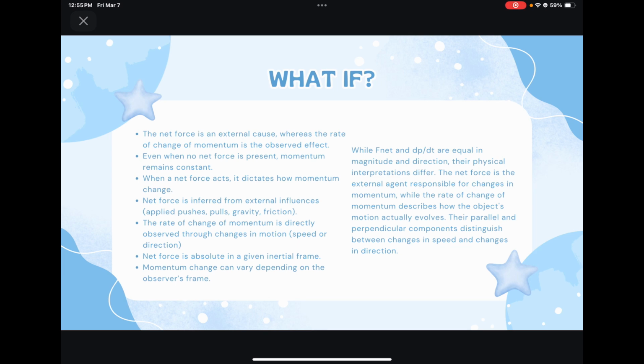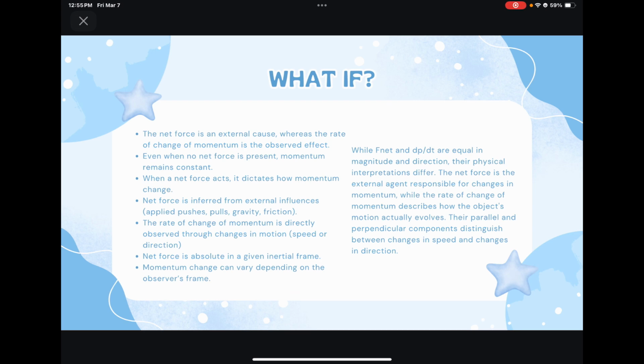So here's the what-if of this lab. The net force is an external cause, whereas the rate of change of momentum is the observed effect. We're trying to see the differences between net force and dP over dt. While they are equal to each other, the rate of change of momentum is directly observed through changes in motion, and net force is inferred through external forces.